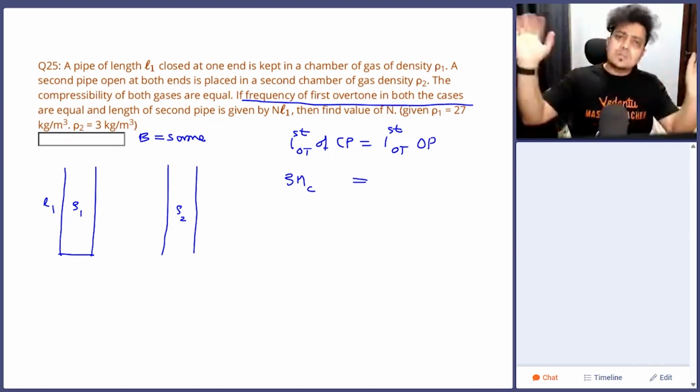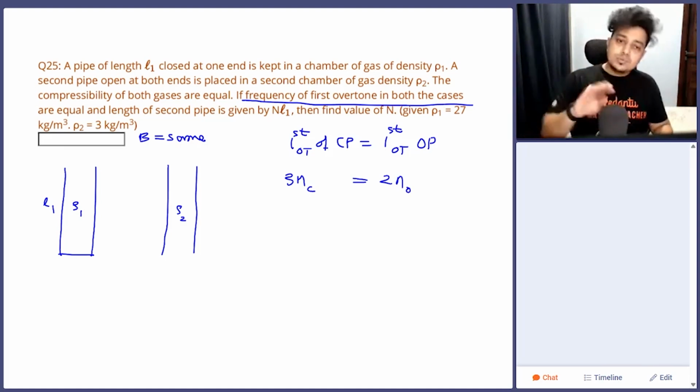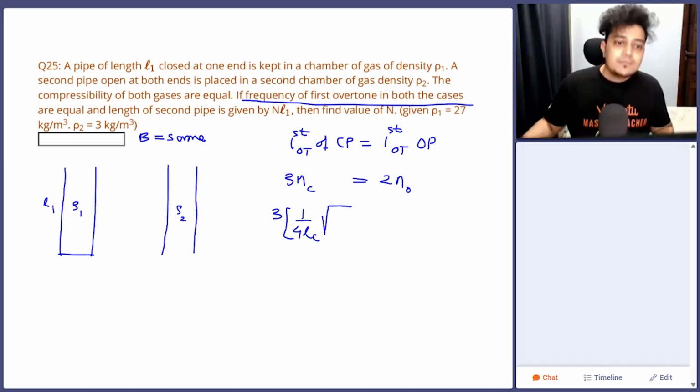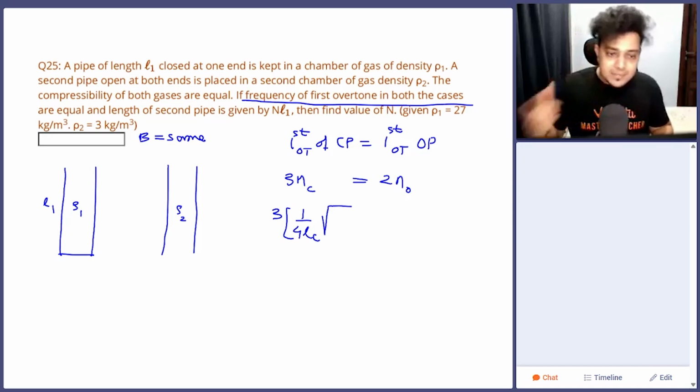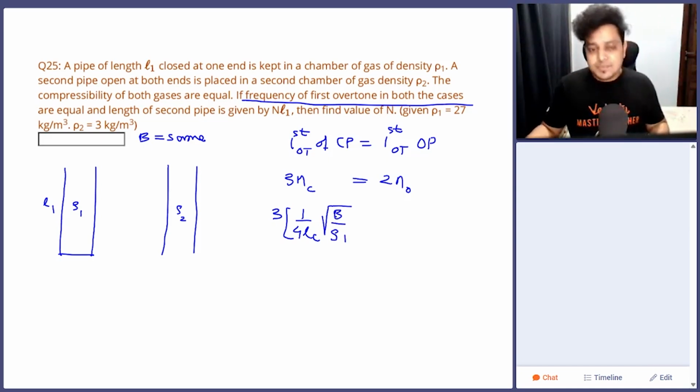And for an open pipe, all harmonics are present. So first overtone is directly the second harmonic. Xth overtone is the x plus 1th harmonic. So second harmonic, so 2 times the fundamental frequency of the open pipe. Now we can put the formula for fundamental frequency. So here 1 upon, for closed pipe it will be 4LC into V. V will be velocity of sound, but velocity of sound is under root of bulk modulus divided by rho. Rho 1 I will use here.